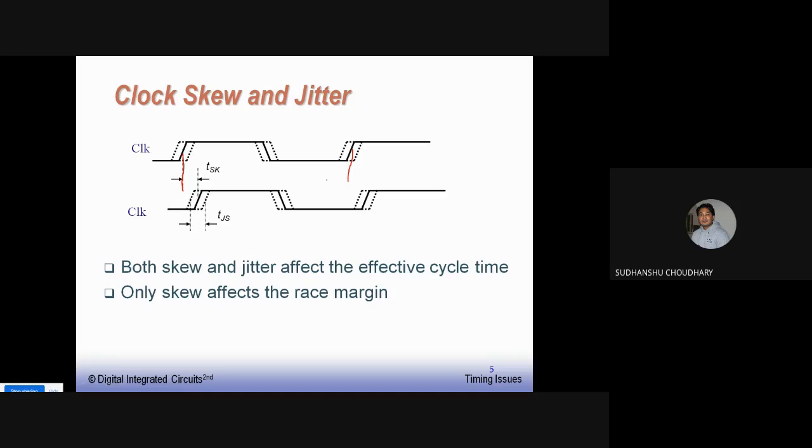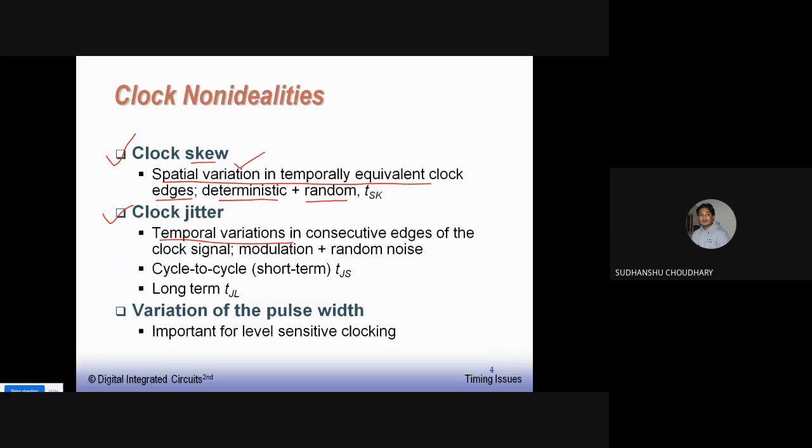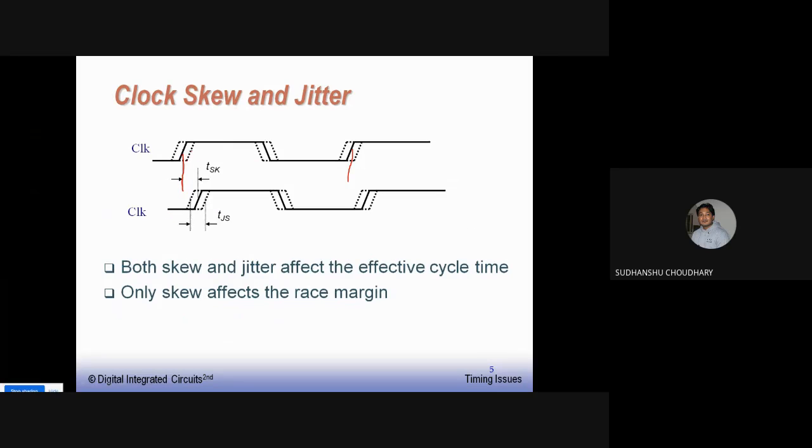Now, because of clock skew, there will be spatial variation in the clock. That is, my clock may start at this point, and it can also end at this point. This is spatial variation. Or maybe it starts late and it ends early. Or maybe it starts late and ends also late. Or maybe it starts early, and it ends late.